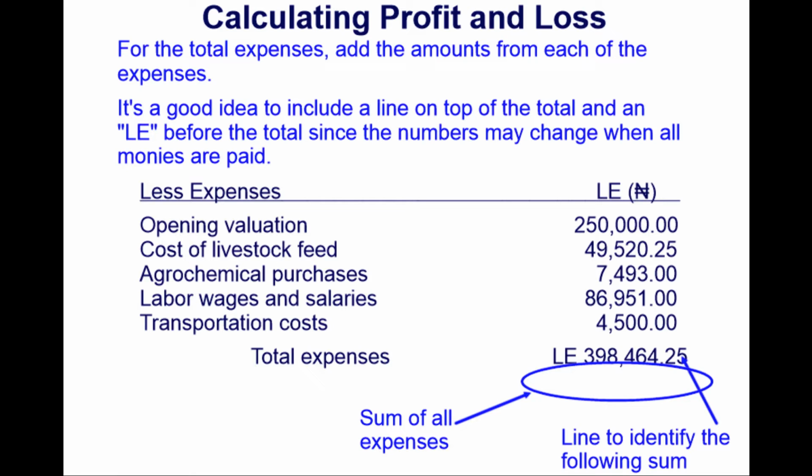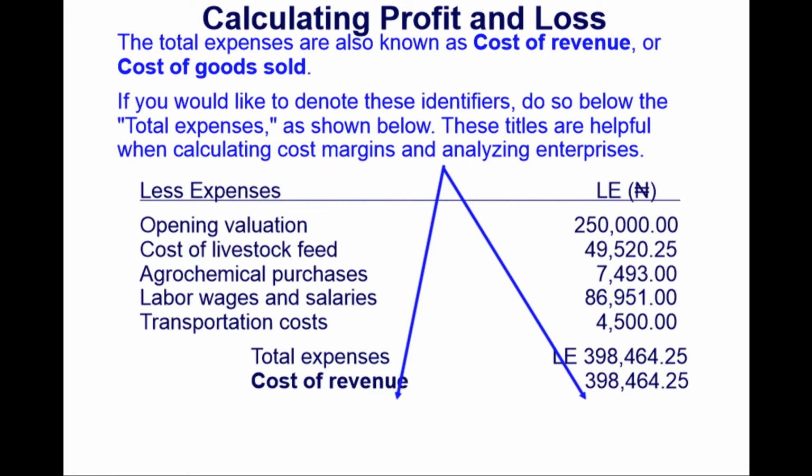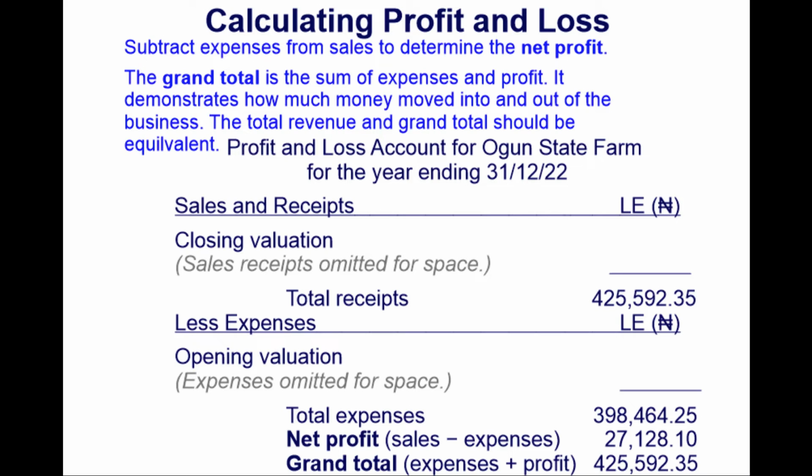It's a good idea to include a line at the top of the total and an LE before the total, since the numbers may change when all monies are paid. The total expenses are also known as cost of revenue or cost of goods sold. If you would like to denote these identifiers, do so below the total expenses as shown below. These titles are helpful when calculating cost margins and analyzing enterprises.